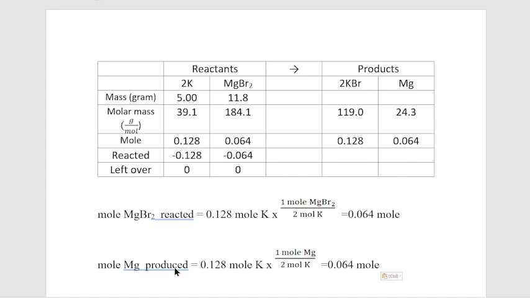Just to prove this logic, we're going to use the moles of magnesium produced. Okay, so this is the amount that can be produced, is equal to the moles of potassium that reacted, which is 0.128, times 1 mole of magnesium, because there's one of these, to 2 moles of potassium. This gives you 0.064 moles, which we got right here. Now what we need to do is find the masses. In order to find the mass, you multiply the moles by the molar mass.